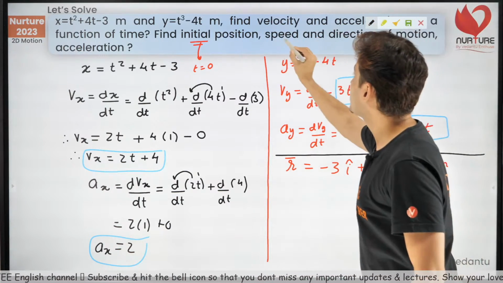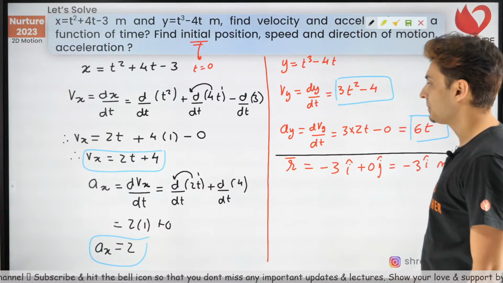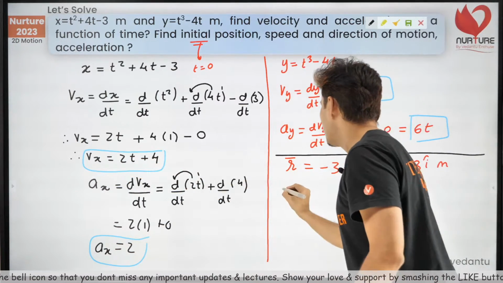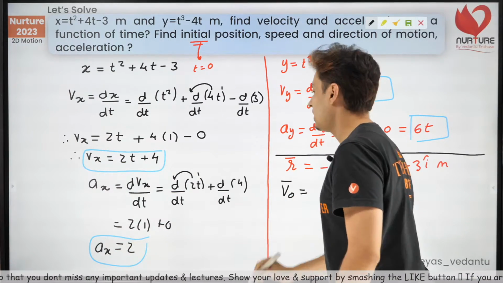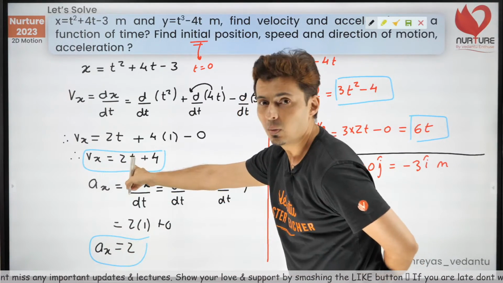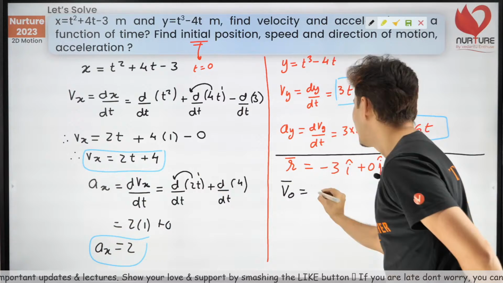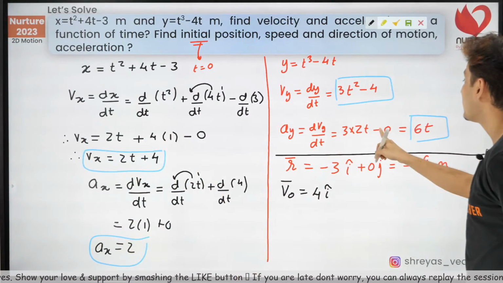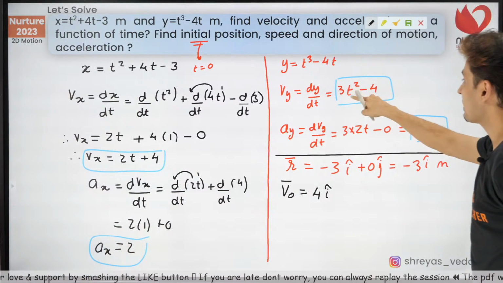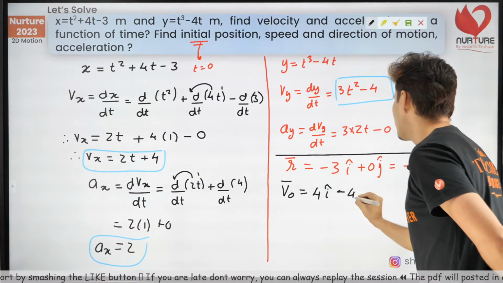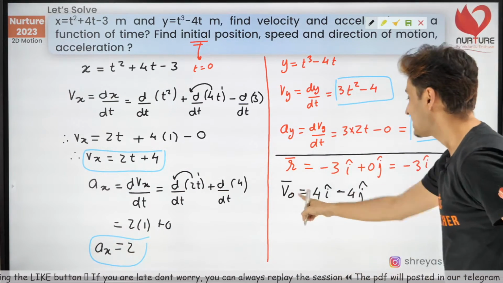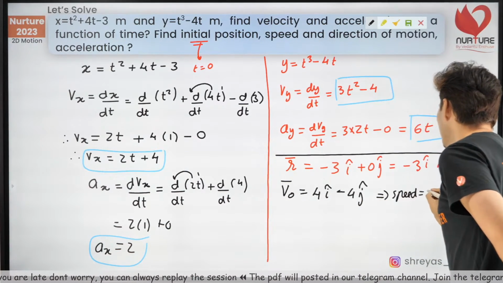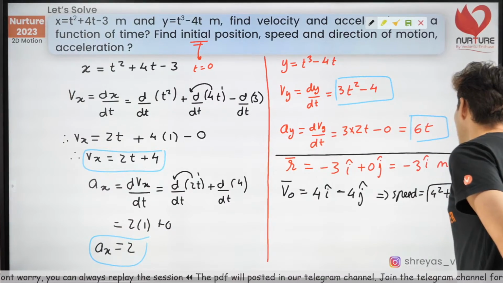Similarly, initial speed and direction. Just think, what is initial velocity? Put the value of time as 0. You will get it as 4 in i cap. Similarly, in y direction, put time as 0. What will you get? Minus 4 j cap. That's velocity. Therefore, speed will be root 4 square plus 4 square.